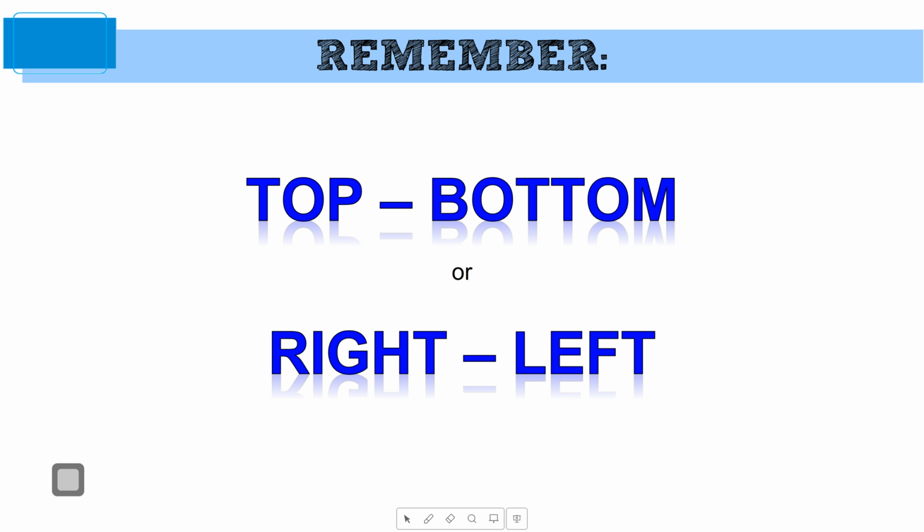If it's vertical, it's x. If it's horizontal, it's y. Questions? Easy peasy, yes?